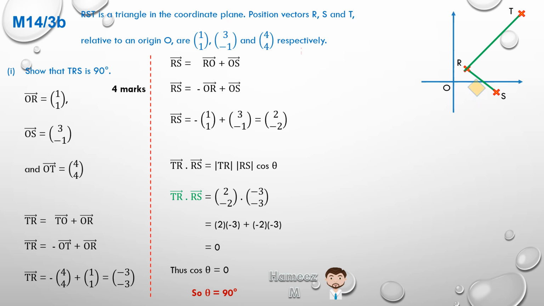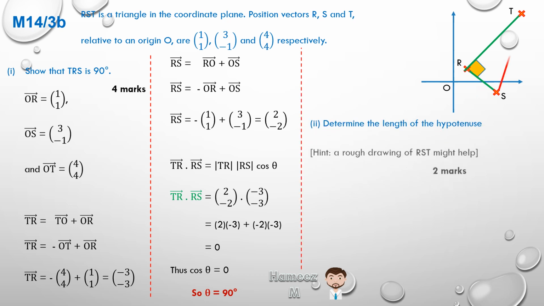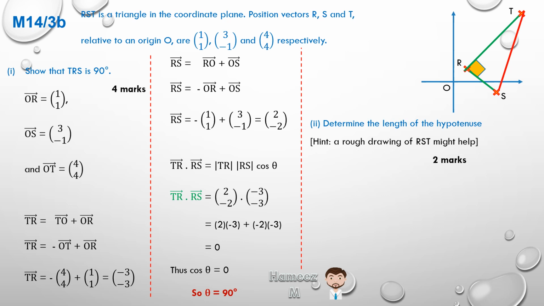So let's bring up a little square indicating such. Part 2, determine the length of the hypotenuse. And we can bring that up with a red line from S to T, because we already know TR and RS are 90 degrees to each other.